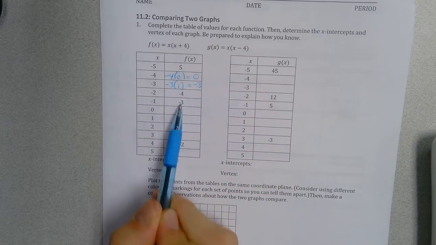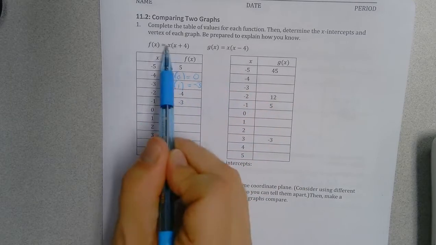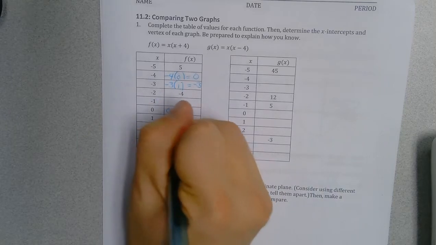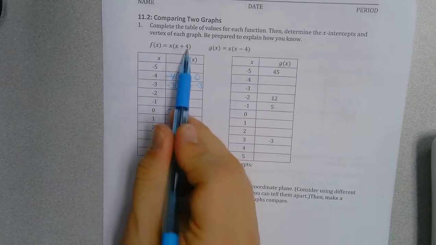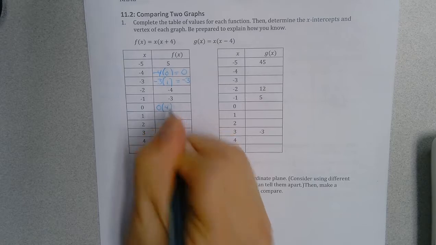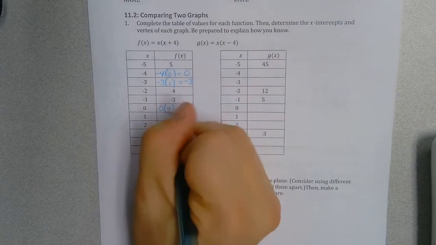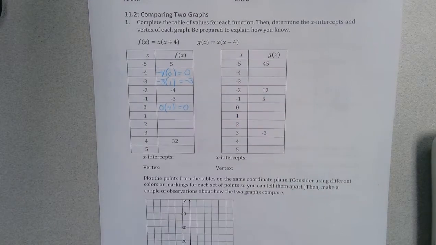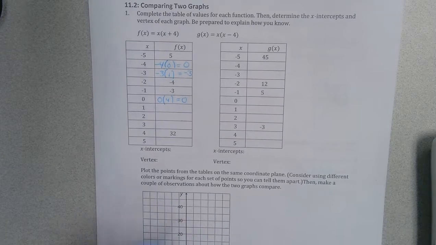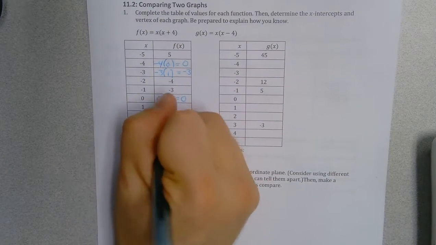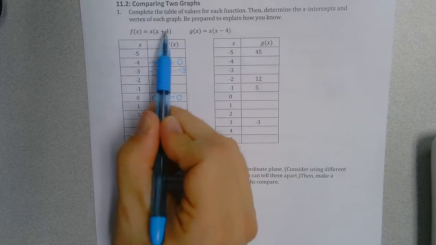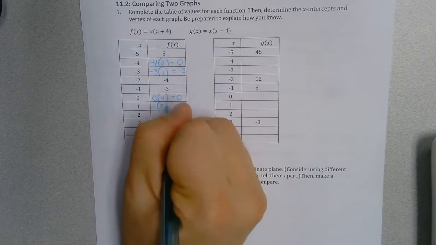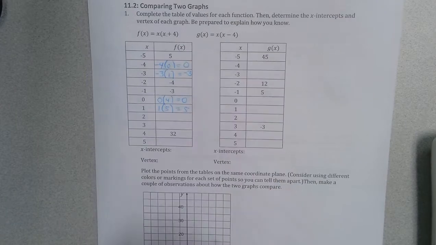Negative 2 and negative 1 have been done. So we just need to substitute in 0. So then 0 plus 4 is 4, and 0 times 4 is 0. And then if we substitute in 1, 1 plus 4 is 5. So 1 times 5 is 5.